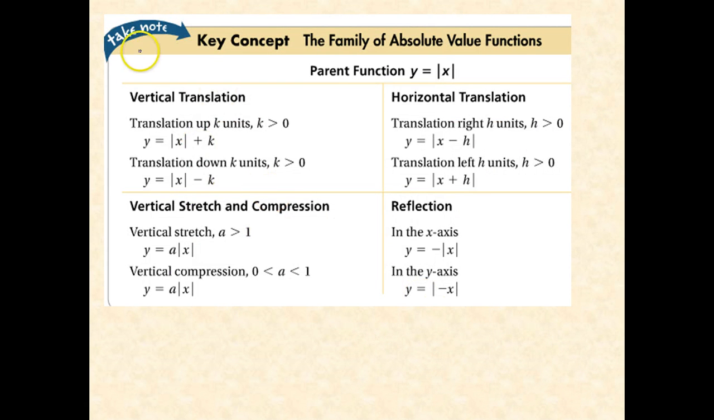Okay, so take some notes here. Family of absolute value functions. The parent function is y equals absolute value of x. So for a vertical translation, translation up k units is absolute value of x plus k, or down k units, absolute value of x minus k.